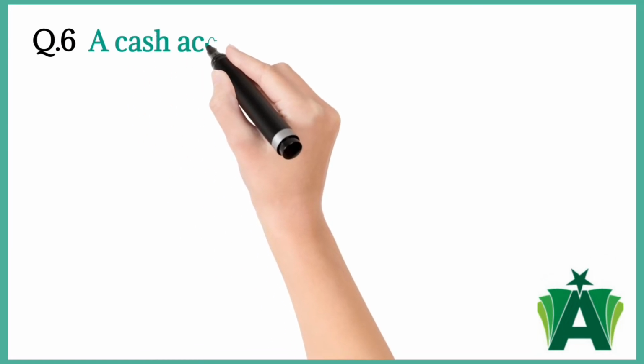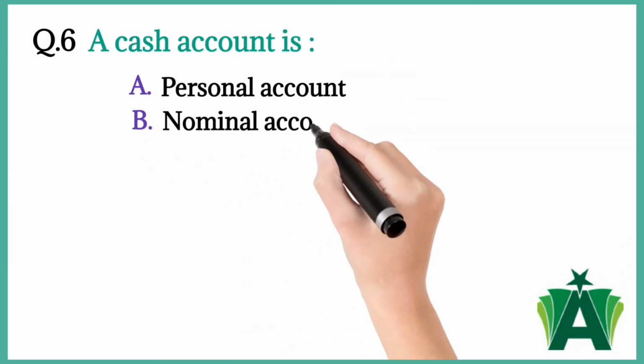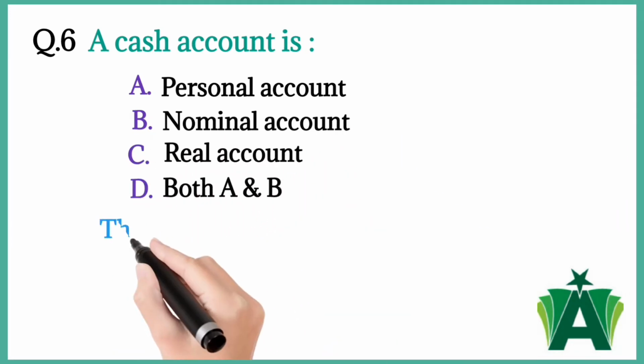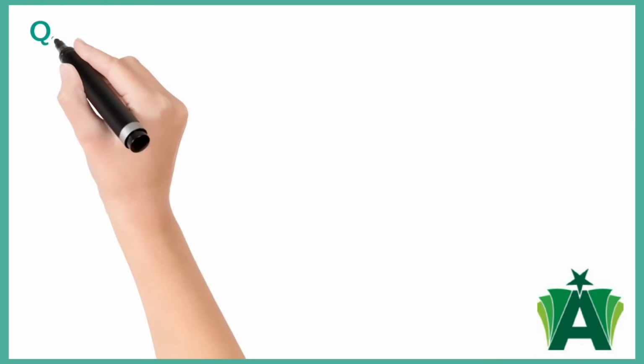Question number 6. A cash account is A. Personal account, B. Nominal account, C. Real account, D. Both A and B. The correct answer is C. Real account.